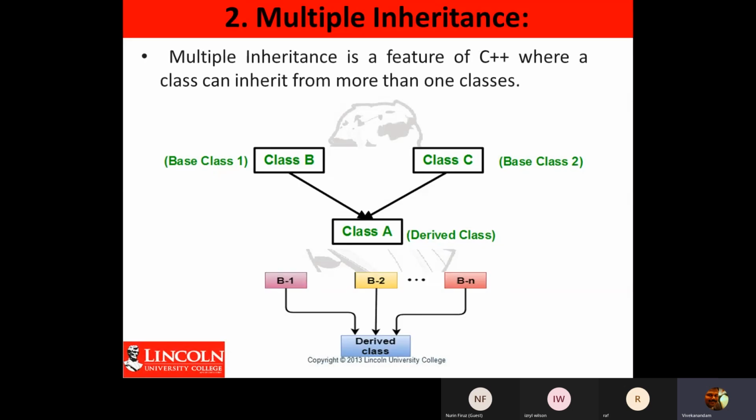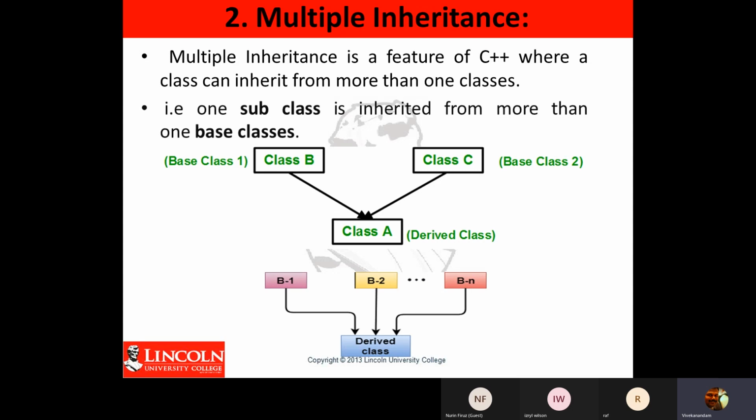Next is multiple inheritance. Multiple inheritance is a feature of C++ where a class is inherited from more than one class. So a subclass inherits from more than one base class.